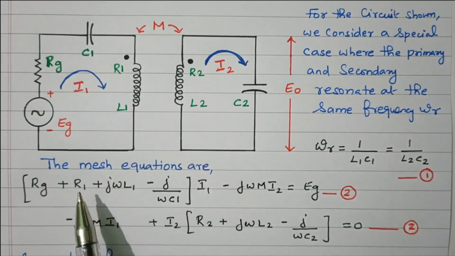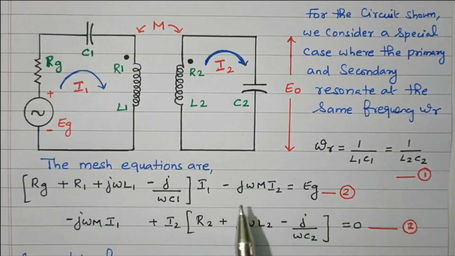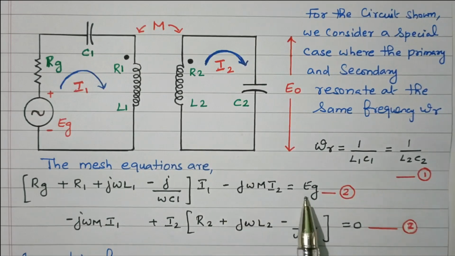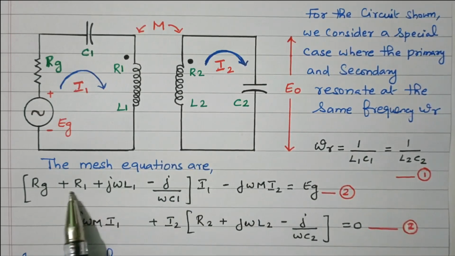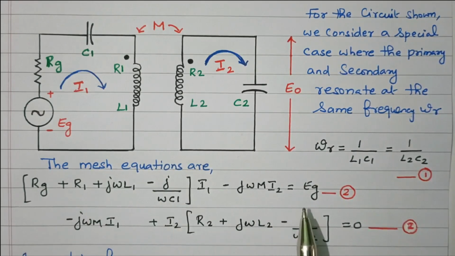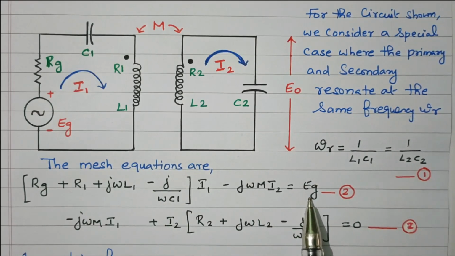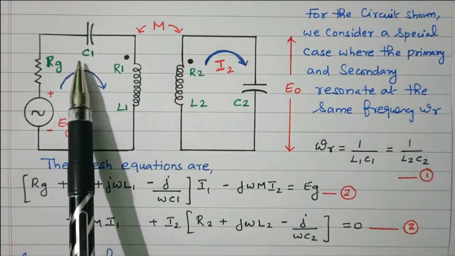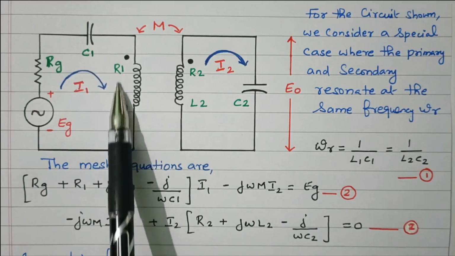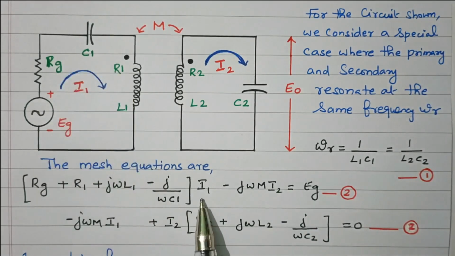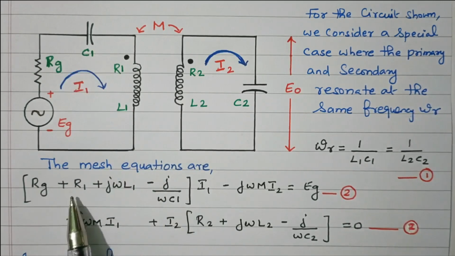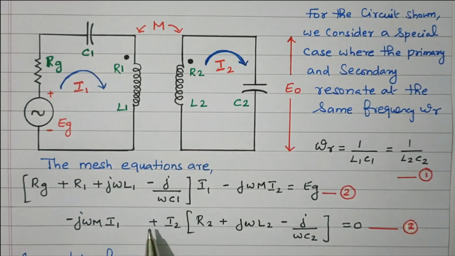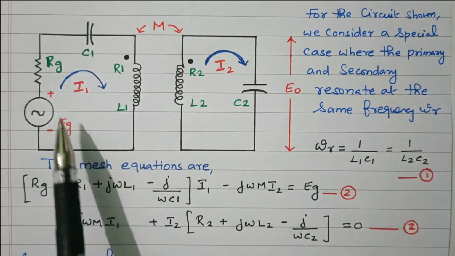Right. So what is the mesh equation? The applied voltage E equals the drop across the resistor, inductor and capacitor. That is Kirchhoff's voltage law: voltage rise equals voltage drop. So in the first circuit we have the voltage source EG. EG equals the drop across RG, C1, L1 and R1. All these four elements are available, carrying the current I1. So (RG plus R1 plus j omega L1 minus j divided by omega C1) times I1. These four elements are available.